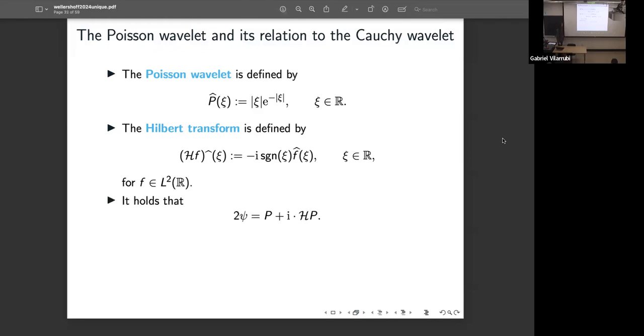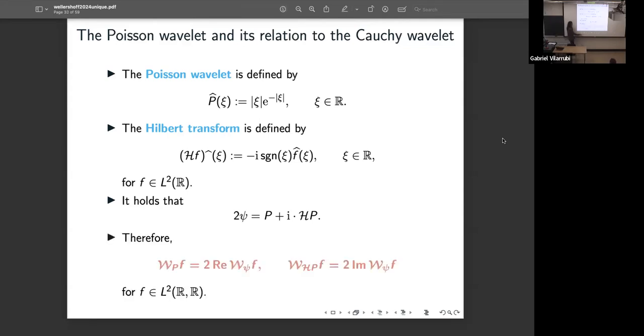The next bullet point being that 2 times the Cauchy wavelet is the Poisson plus i times the Hilbert transform of the Poisson. This does not even look quite as magical as it truly is yet, because you have to realize that the Poisson is real and the Hilbert of the Poisson is real. So this is really the splitting of the Cauchy wavelet into its real and imaginary parts. That's useful, and that's something we're going to use.